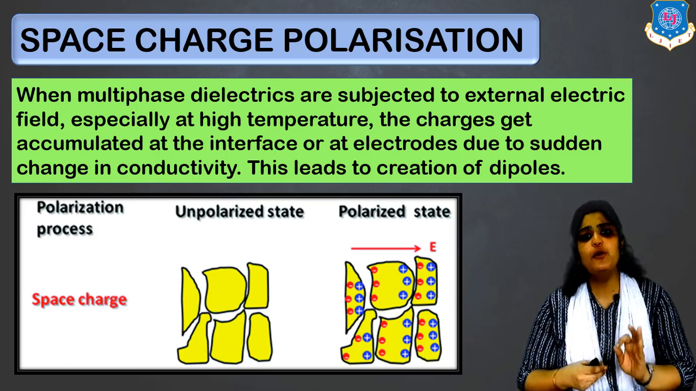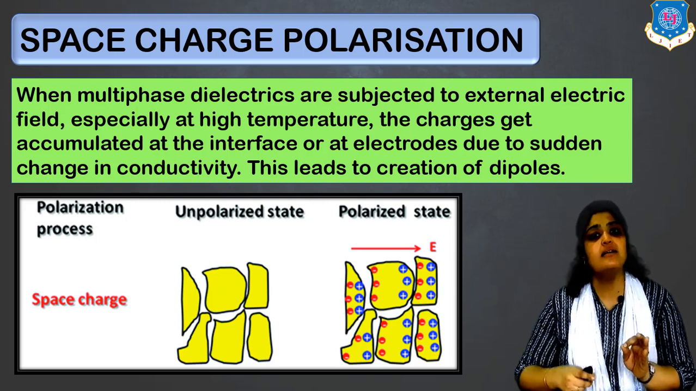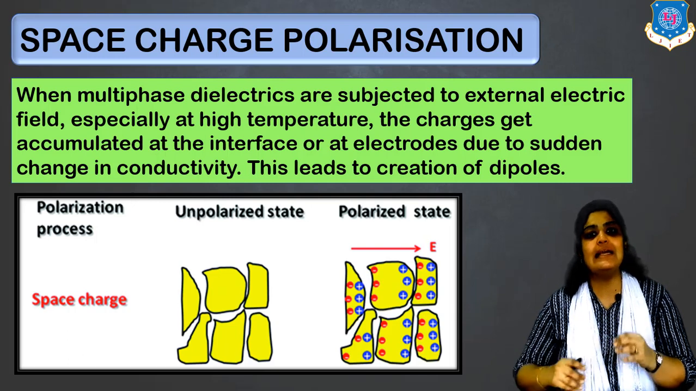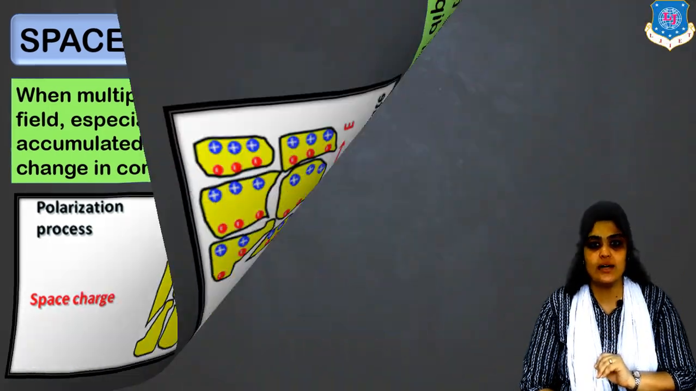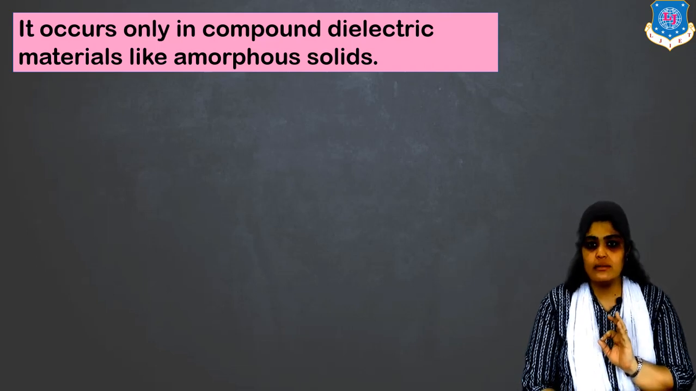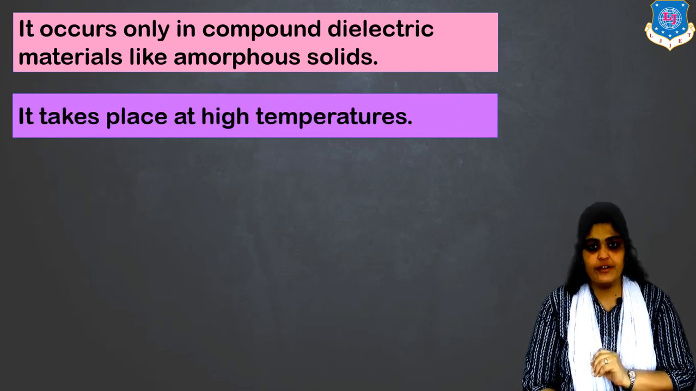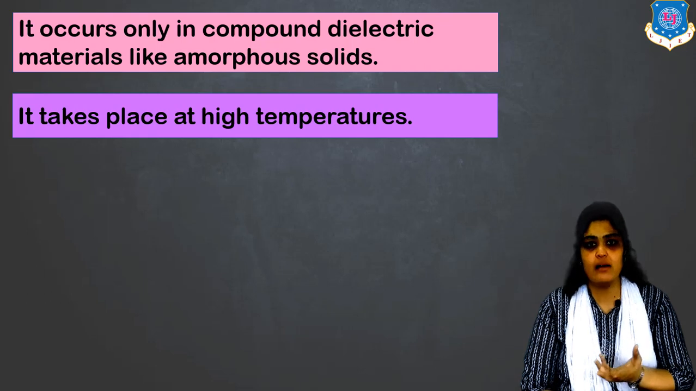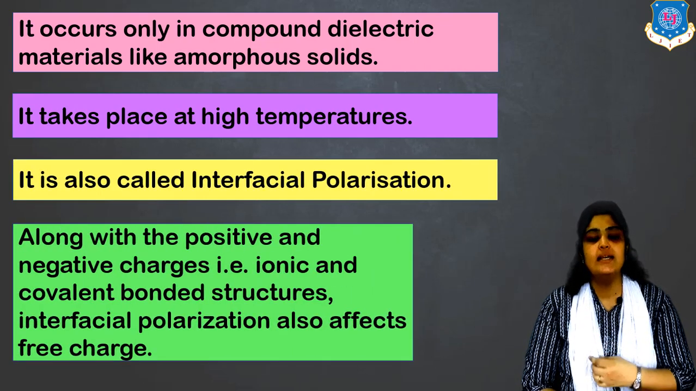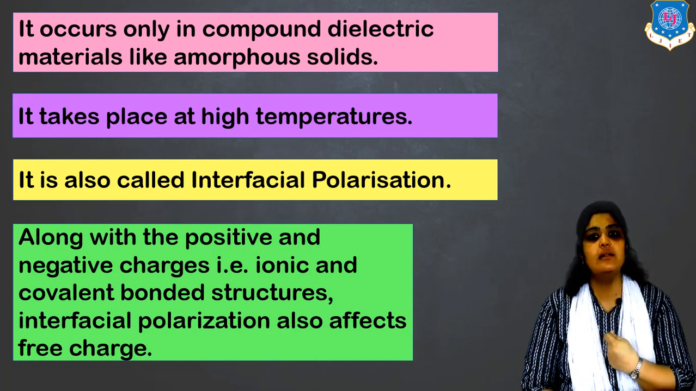But this type of polarization is very weak and it occurs at sufficiently high temperatures. So it is almost, you can say, neglected, not taken into consideration. This occurs in compound dielectrics only. Examples are amorphous solids, like carbon, diamond, etc. It takes place at high temperatures. It is also known as interfacial polarization.